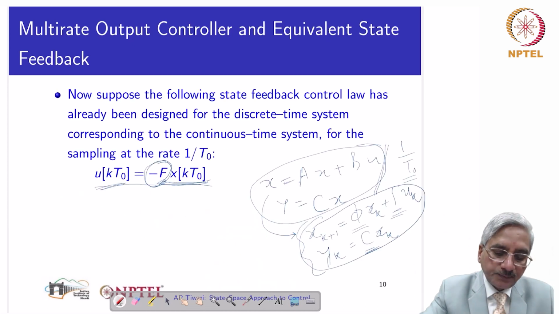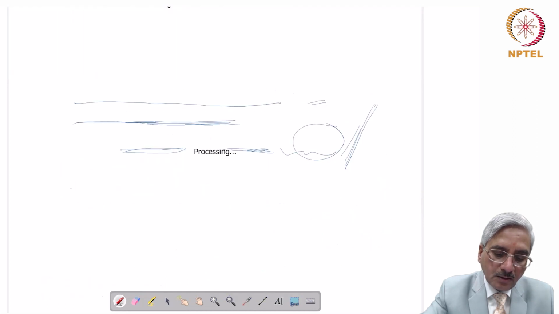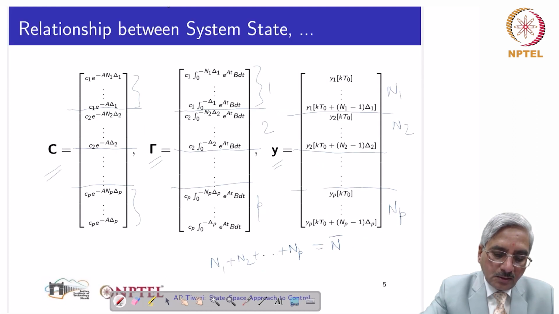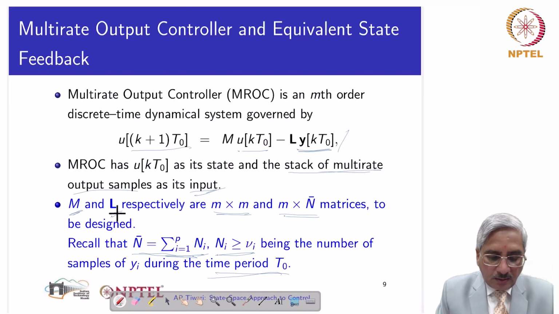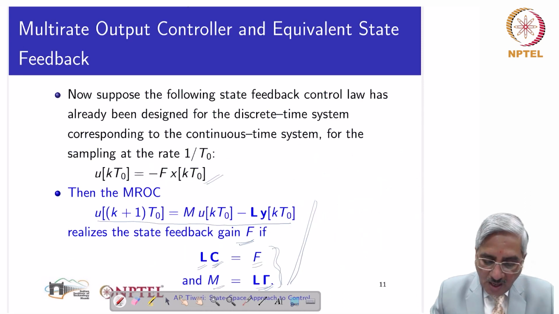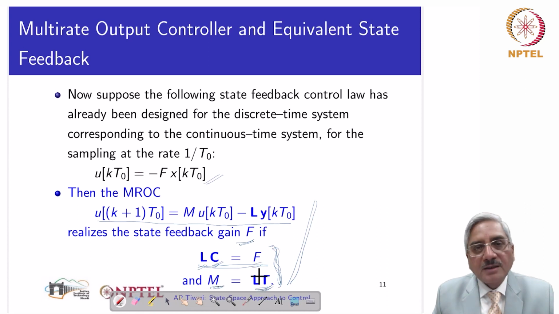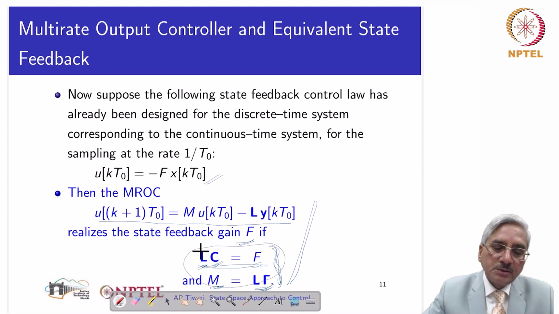Γ and C are here, and this is the output stack. So we have to obtain M and L. They will be obtained from this relation, LC equal to F, and M will be obtained by L times Γ. Once L is known, then it can be done. So let us first derive these two.